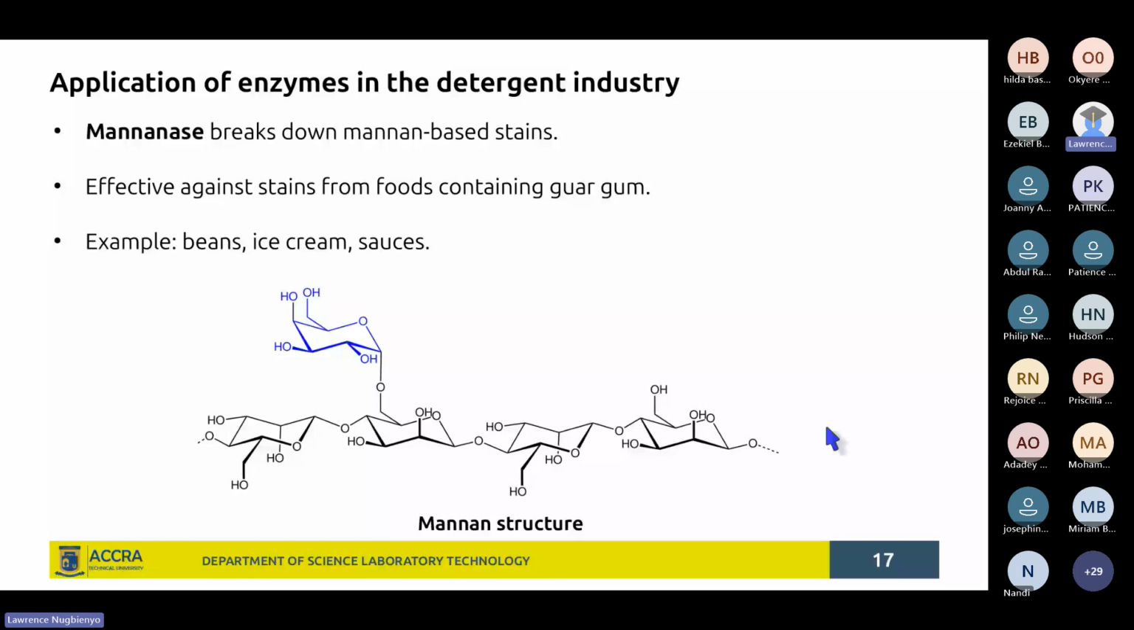And these also become some stains in what is referred to as gum. So, you see plants have some gums that are produced in them, like in beans. You do have these gums. You have ice cream having some gum in it, and even some of these sauces which are used, you have gums in them.